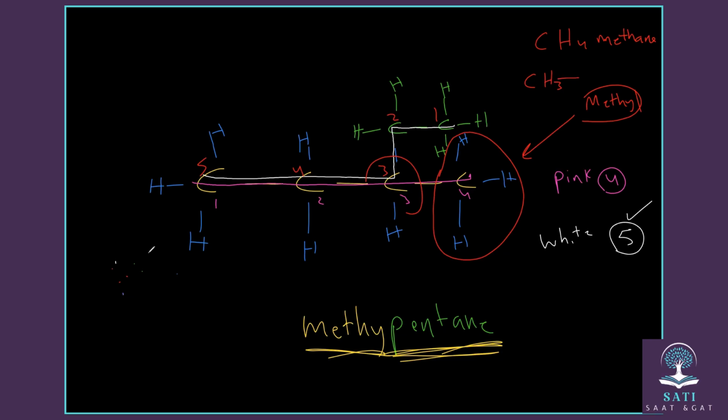So here I write 3, and to separate letters from numbers, you put a hyphen. So you write 3-methylpentane. This is called 3-methylpentane. Okay, let's take more examples.